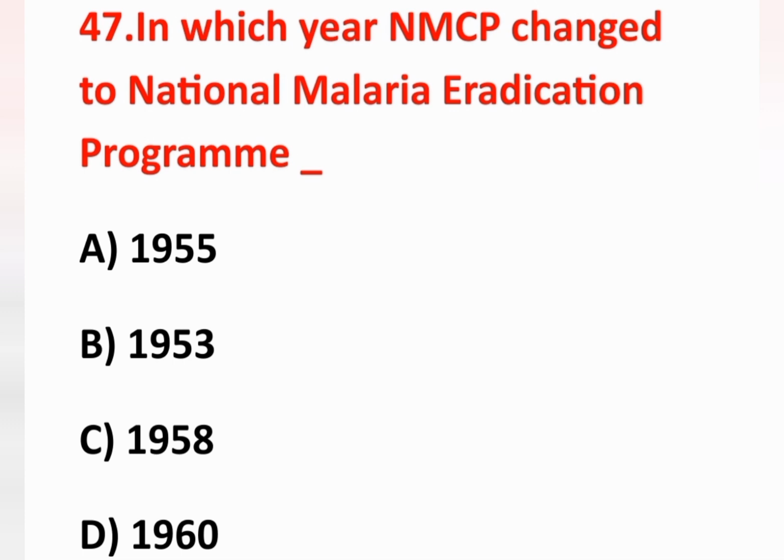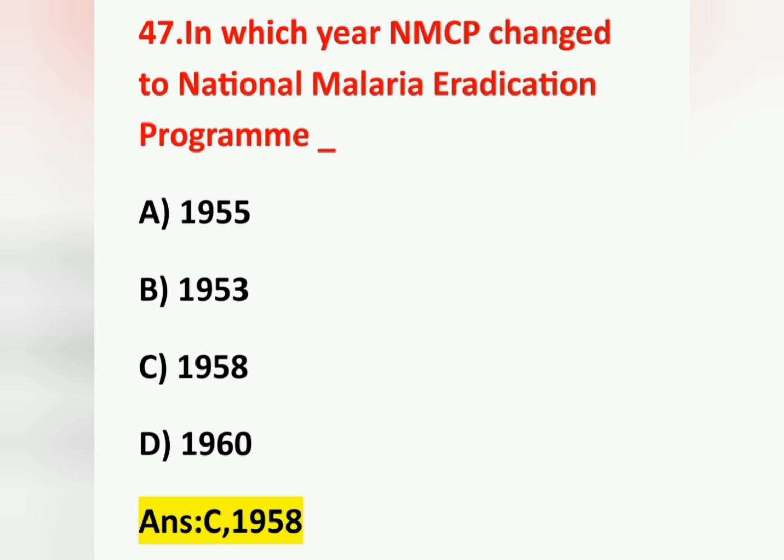The next question, in which year NMCP National Malaria Control Program changed to National Malaria Eradication Program? And our options, option A 1955, option B 1953, option C 1958 and option D 1960. Correct answer for this question is option C 1958. Okay, National Malaria Control Program in 1953. Okay, and it changed to National Malaria Eradication Program in the year 1958. 1953 and 1958. Both years are important.